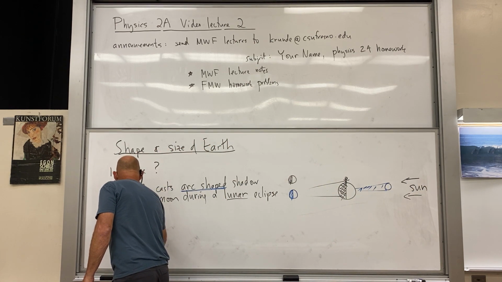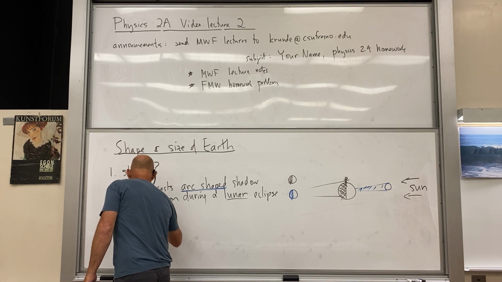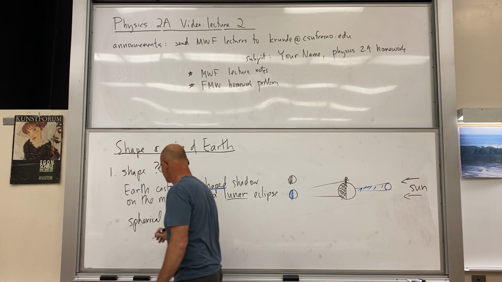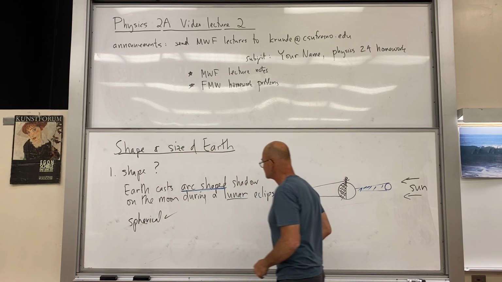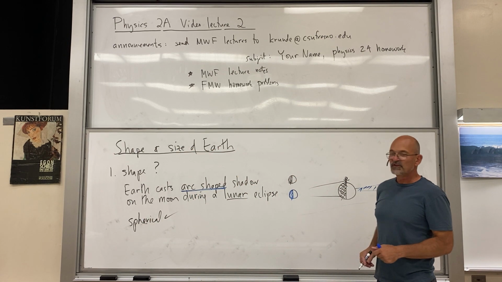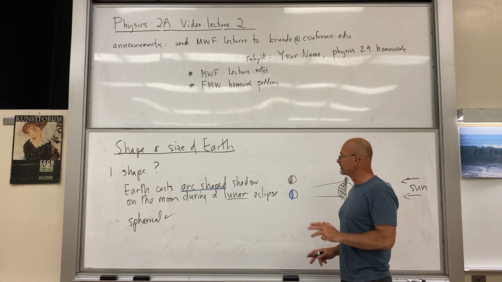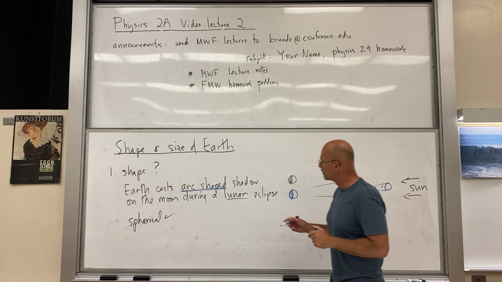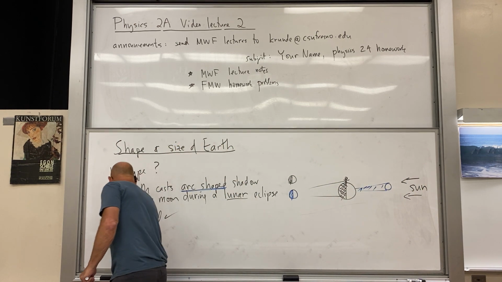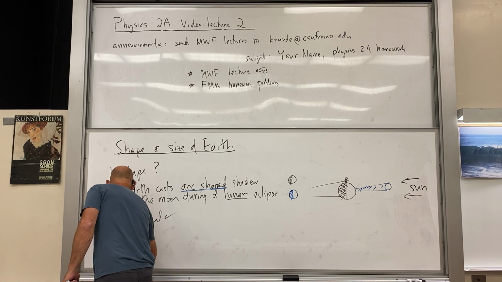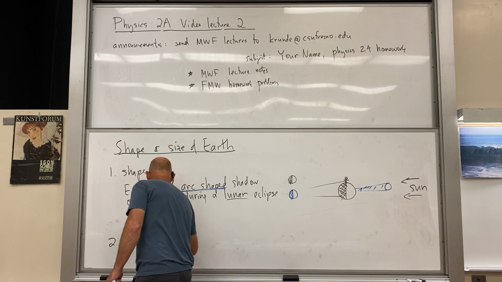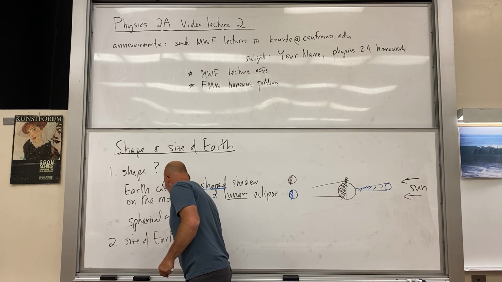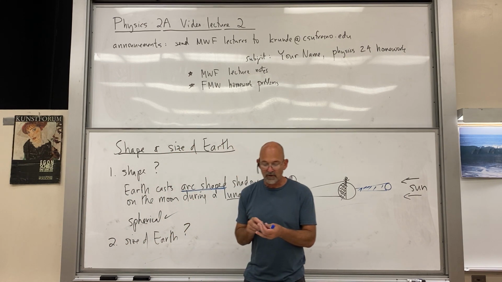So spherical. Check. That's supposed to be an E. So there's the shape of Earth. It's discovered to be spherical, and now the second question is the size of the Earth. How big is the Earth?